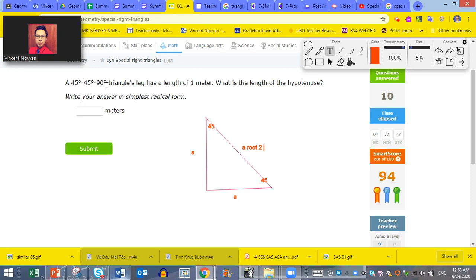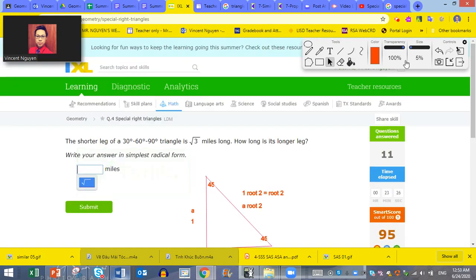Okay, all right, so here we go. A triangle's leg is 1. Oh, it's 1. So this one is also 1. Oh, that means this is 1 root 2. But 1 root 2 is the same as root 2, because 1 multiplied by anything is itself, right? So it's equal to root 2. So my answer for the hypotenuse in this case is just the square root of 2. Now, I don't think it's going to count it wrong if you enter 1 root 2, but it looks kind of silly, because we already know it's a 1. So submit. There we are, 95.